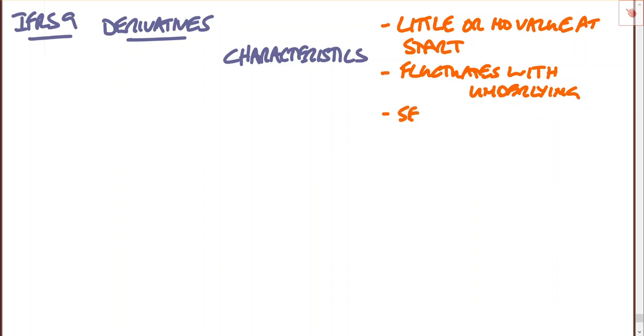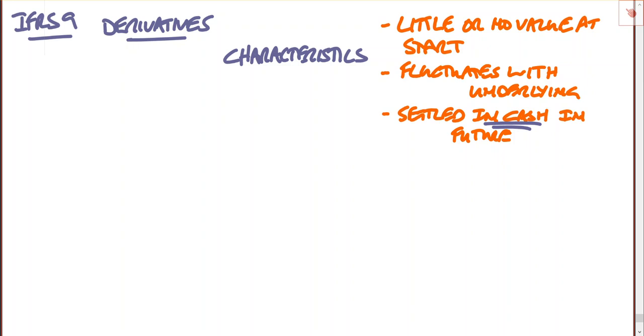And then it's settled in cash in the future. Really important point, because in the exam you might have to try and distinguish between something that looks a bit like a derivative and an actual derivative. And the key determining factor is often that it's settled net in cash at the end.